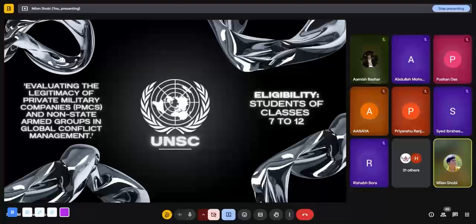Going further, we have the United Nations Security Council. Eligibility over here again stays students of classes 7 to 12. This year, we do not have double delegation for UNSC. Last year, we had one, but this year, we think that representing it singularly or individually will be way more efficient for this particular topic than any double delegation can do.